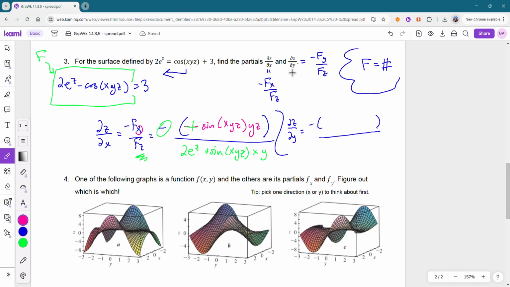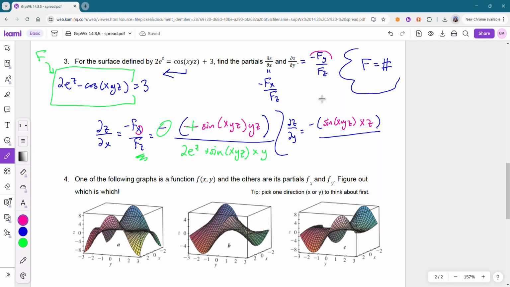Now we're upstairs taking minus the partial of f with respect to y. And so once again, the first piece goes away because z is a constant. And we've got a chain rule here. Again, it's going to be a positive sign because of the double negative, sine of xyz, and then times the derivative of the inside with respect to y, which is xz.